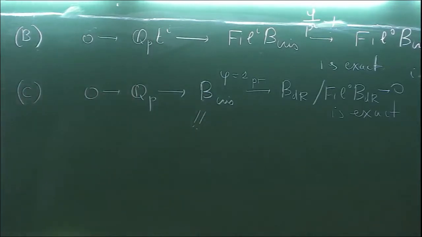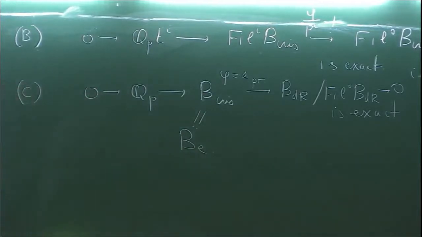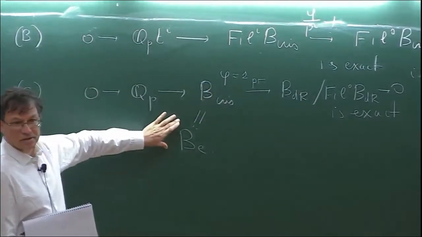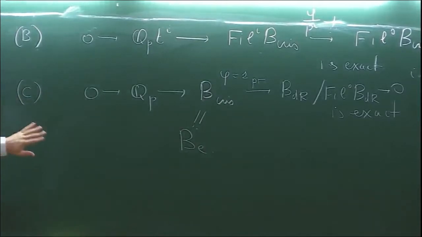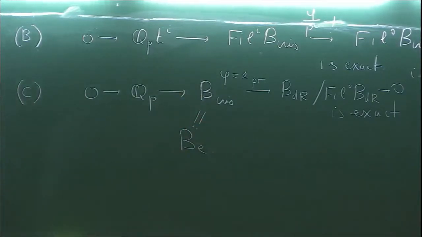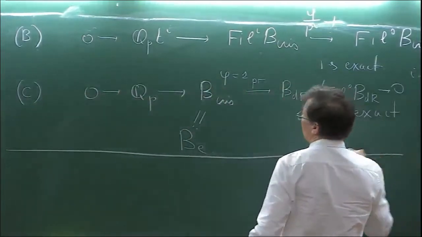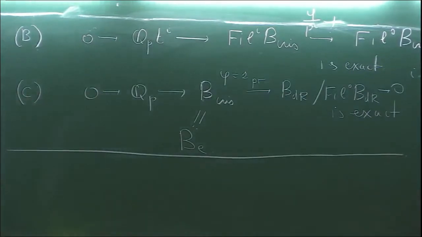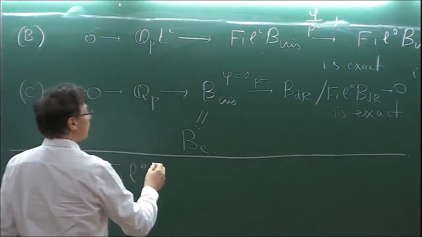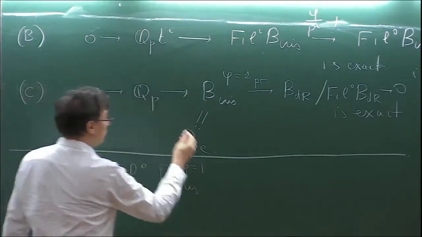And in Fargues-Fontaine theory, usually this ring is denoted by B_e because of its importance. Before, special notation hadn't existed, but now it exists. So in particular, the exact sequence C tells us that Fil^0 B_cris fixed by phi is Q_p.